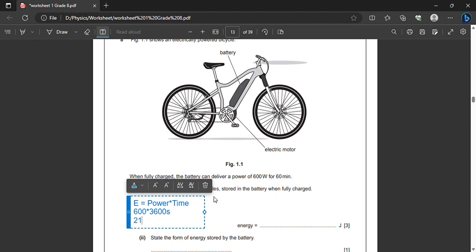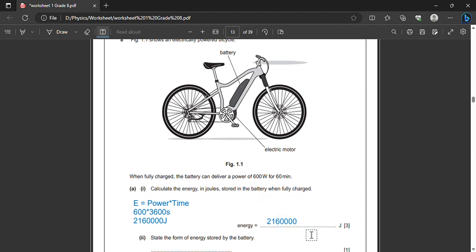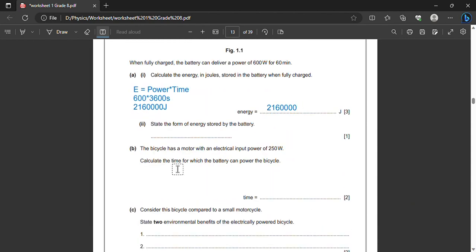So when you calculate the energy, it will be 2,160,000 joules. Watts times seconds, you can write that as joules. So the answer over here will be 2,160,000 joules of energy given out. State a form of energy stored in the battery, obviously chemical potential. It's very important to write potential, as the battery stores the energy, and whatever stores energy has potential.